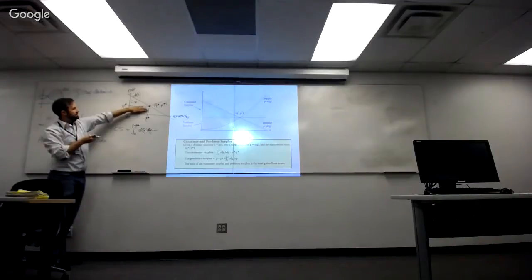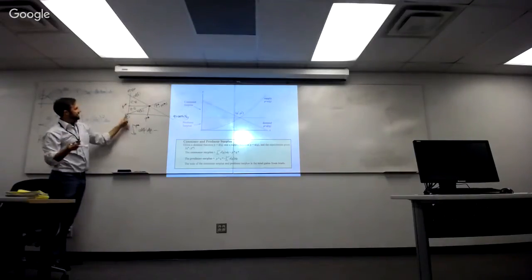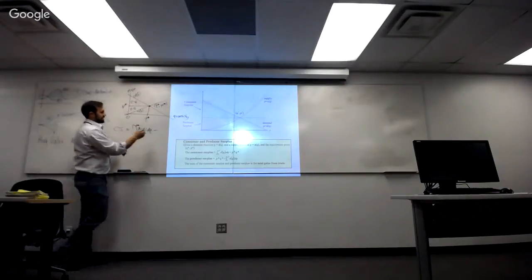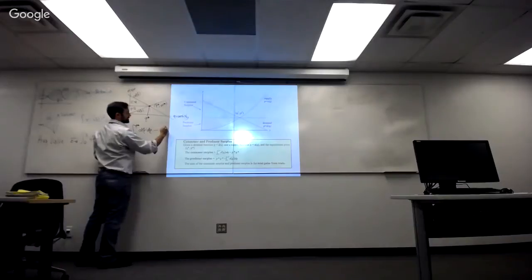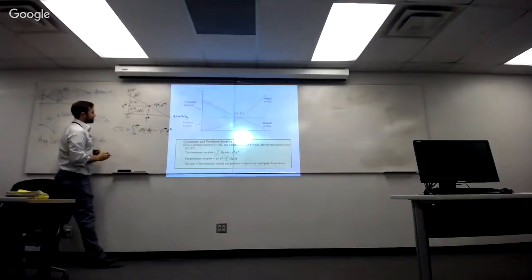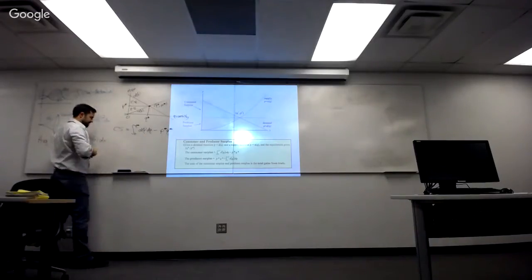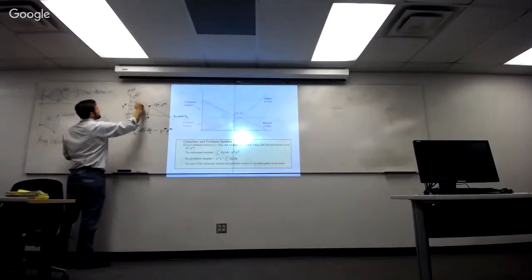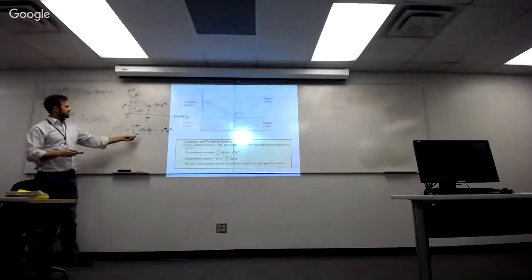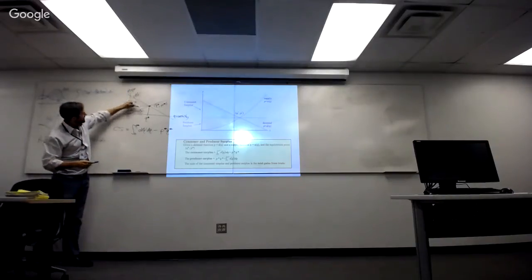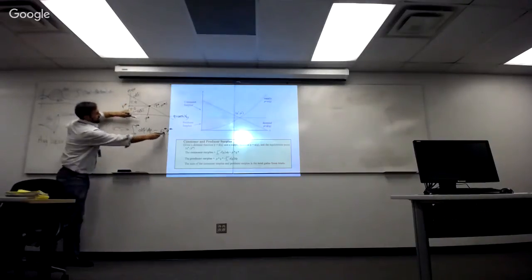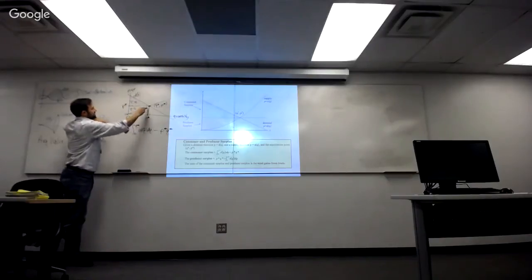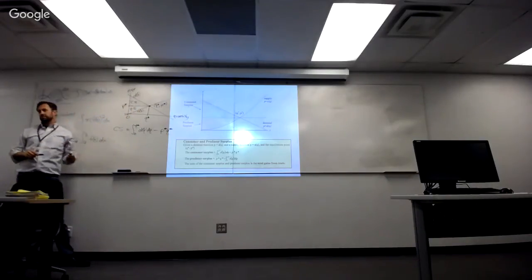So what is the area of this rectangle? The area of a rectangle is just width times height. The width is Q star and the height is P star. So we're going to subtract out the area of that rectangle, P star, Q star, and that will give us just the area at the top. That's consumer surplus. We take the integral of the demand curve to find all that area, but then we subtract out the area of the rectangle underneath it, and that gives you just the consumer surplus.